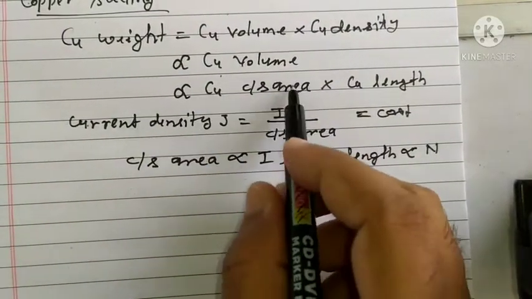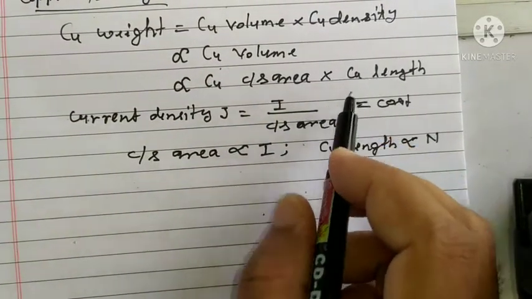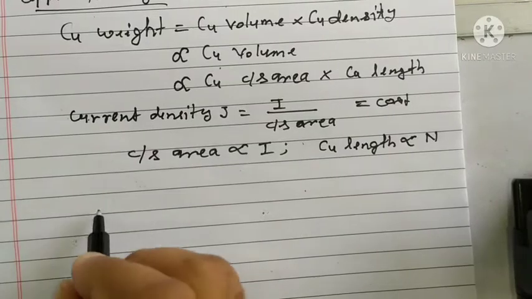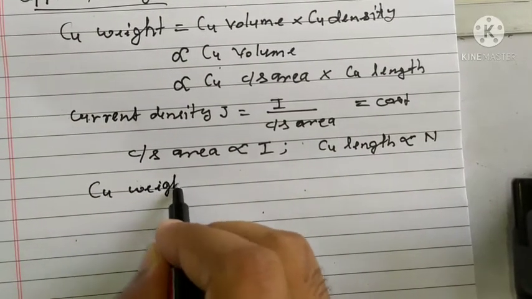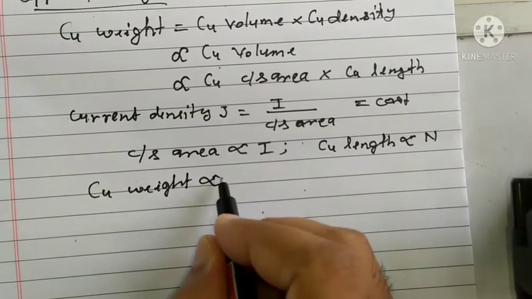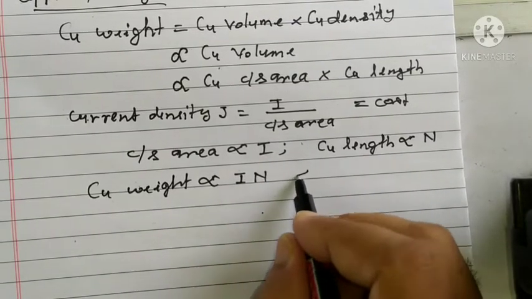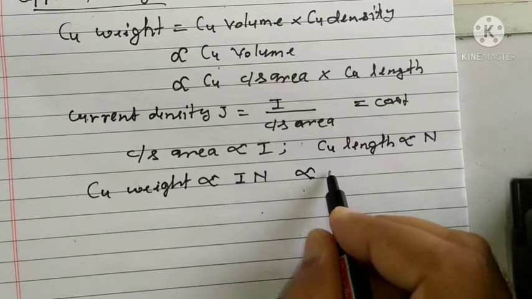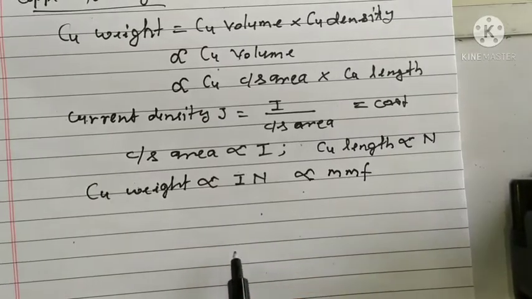Therefore I can write copper weight. I will replace area and length by current and number of turns. Therefore copper weight will be written as IN. What is it? That is mmf only. So copper weight depends on mmf, right?